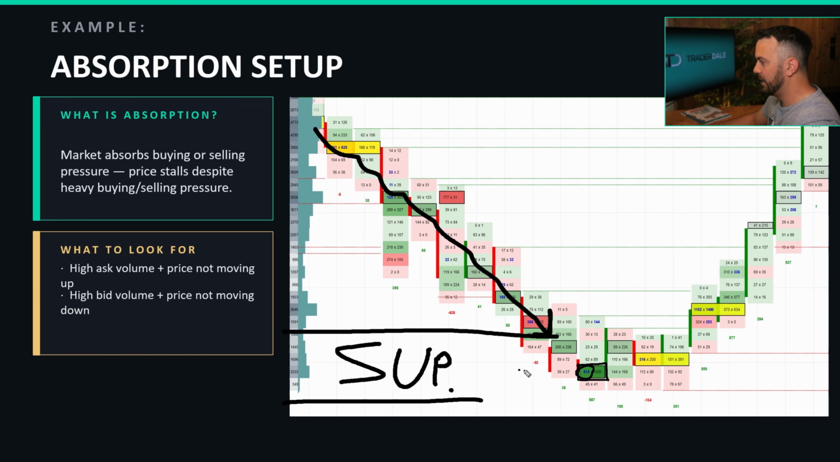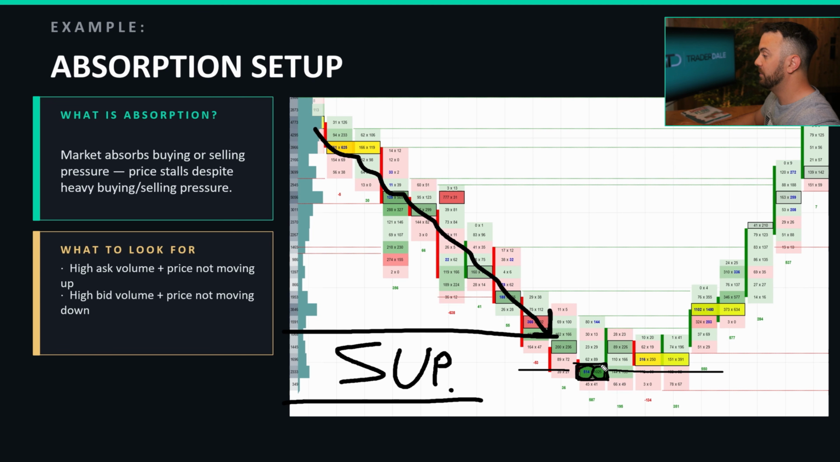But at the same time, at this price level, buyers stepped in and they buy everything the sellers have to sell. That's why the price stopped from the downtrend. It stops dropping and stays at one level, and buyers are buying everything the sellers are selling. That's why the price stops. And that's why we see those massive volumes here at bid and at ask. And that's the absorption. It's called absorption because the market is absorbing the pressure. In other words, the buyers are absorbing the selling pressure.